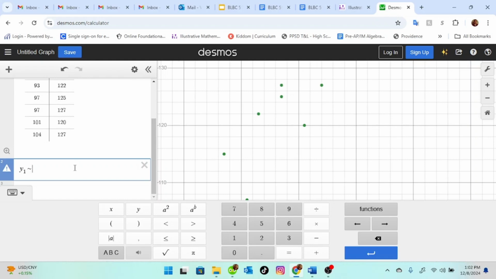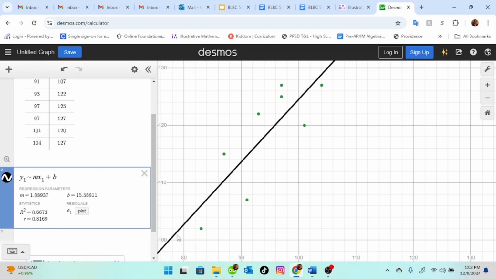So y sub 1 tilde, then we want mx sub 1 plus b. So we're just typing in our basic slope-intercept form of an equation. And you can see that it has drawn the line of best fit in here with this black line. And right underneath it, you can see what your m value is, and you can see what your b value is.